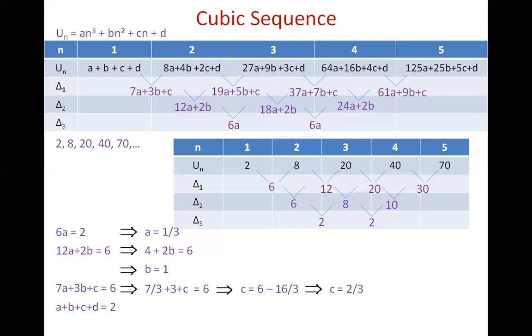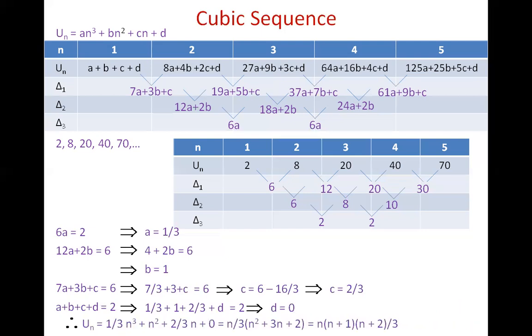Now if you compare the un terms, the first will be a + b + c + d. Here in the sequence it is 2. So the a + b + c + d value is 2. Substitute the a value, b value and c value. So 1 by 3 plus 2 by 3 is 1. 1 plus 1 is 2. So 2 + d will be equal to 2. So d will be equal to 0.